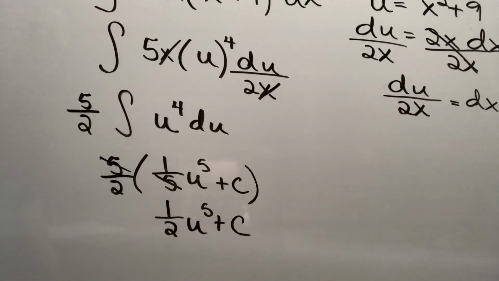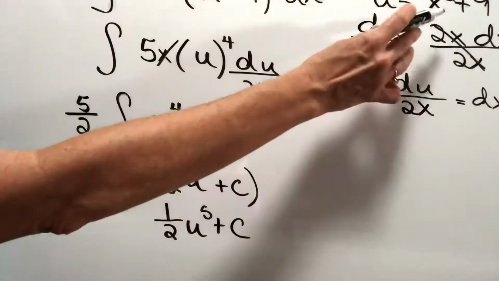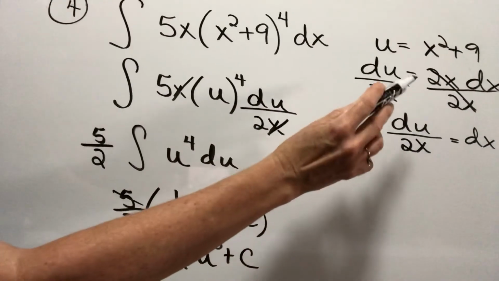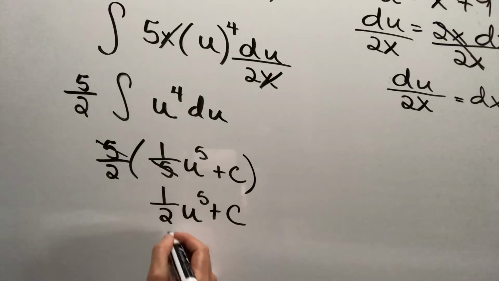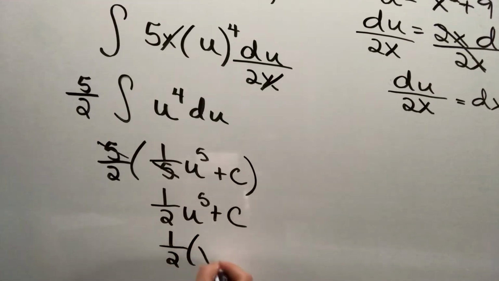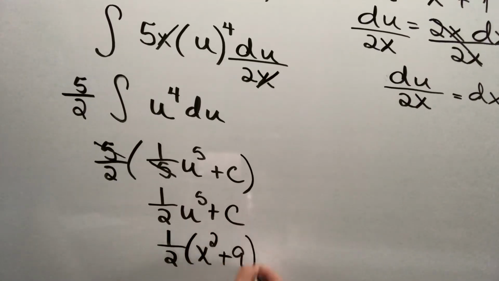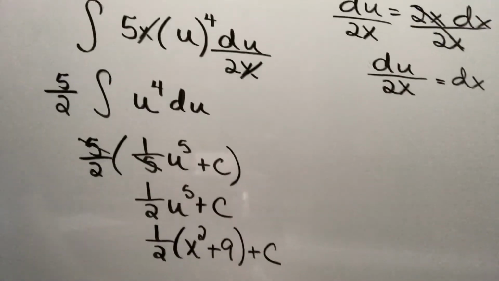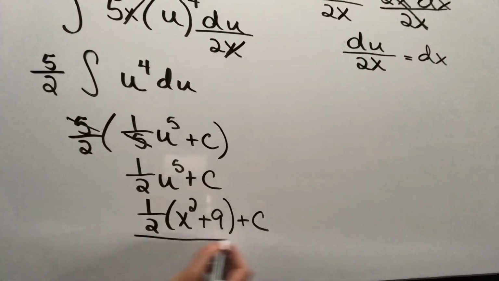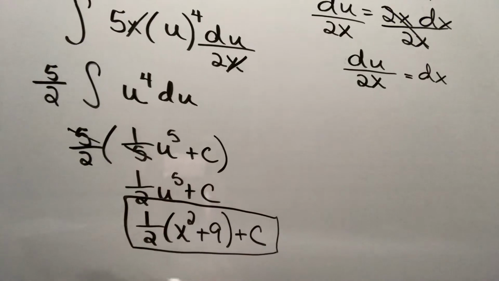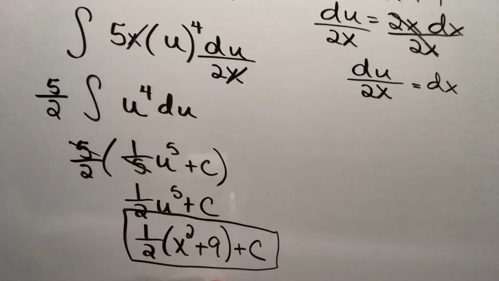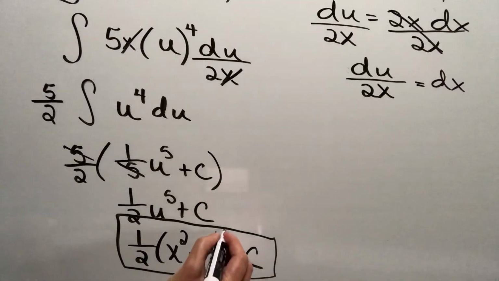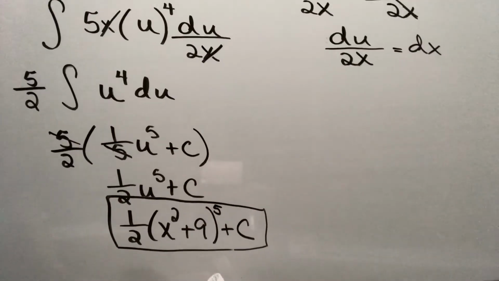And then in your answer, you just want to take the u that you found back here, the x squared plus 9, and plug that in. So it would look like this: 1/2 times x squared plus 9 plus c. Final answer for number 4. Okay, so checking that, we can, oh, sorry, I need the 5th power. Yeah, don't forget the 5th power.